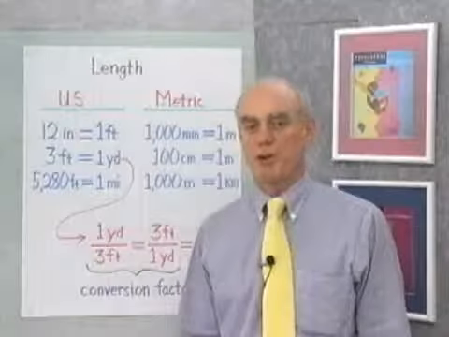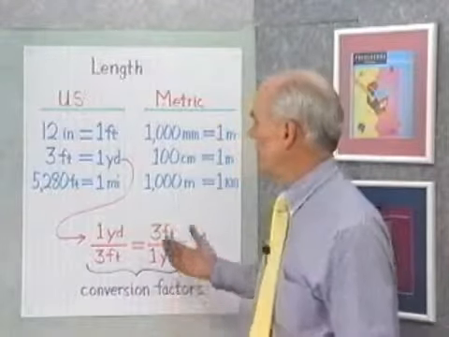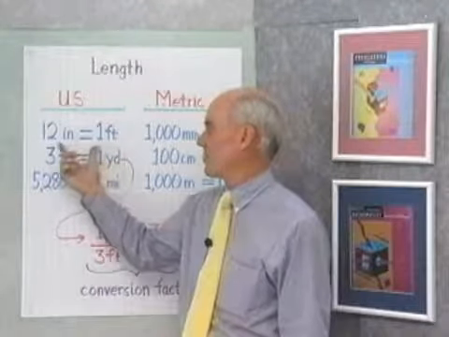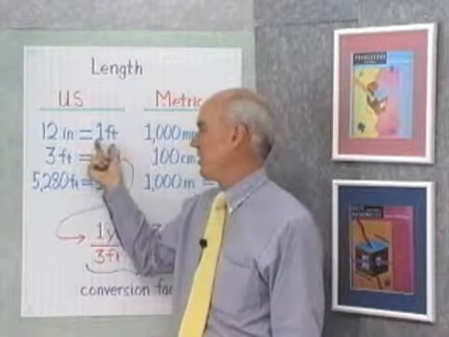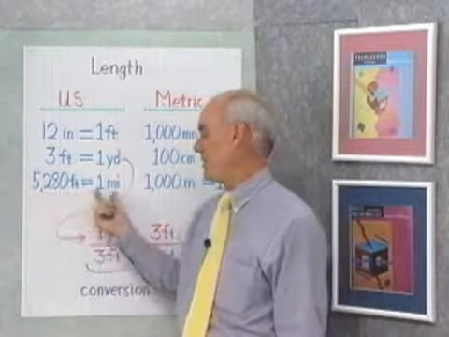In this section we want to start our work with conversions, and we're going to use a method called unit analysis. I've written over here on the board some of the common U.S. units of conversion. 12 inches is 1 foot, 3 feet is 1 yard, and 5,280 feet is 1 mile.